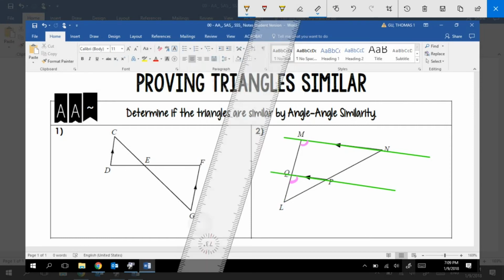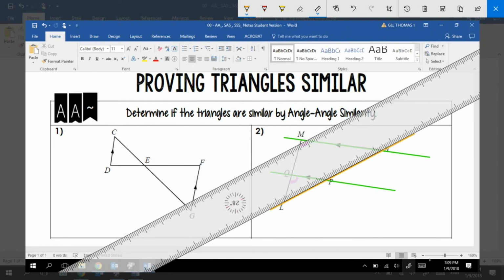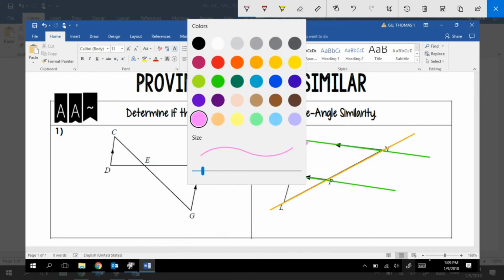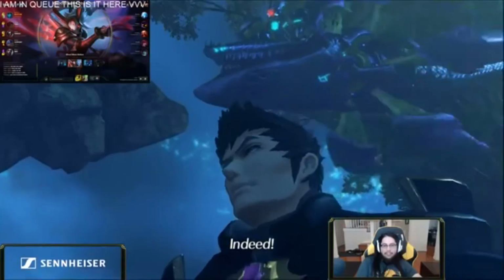Look at this line over here. It's also a transversal running through these two lines. And that means that these two angles here, 1, 2, are congruent to this angle right here. So now, look at my picture again. Do I have two pairs of congruent angles? Yes, I do. So that means I have enough to prove by angle-angle that these two triangles are indeed similar.